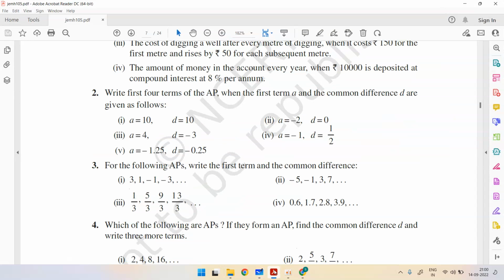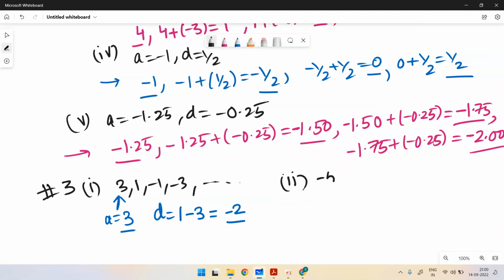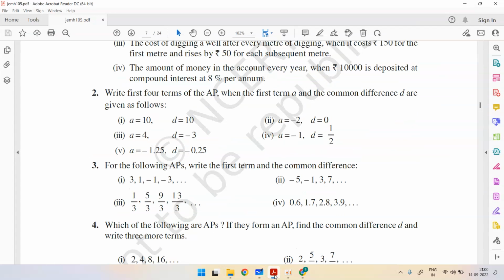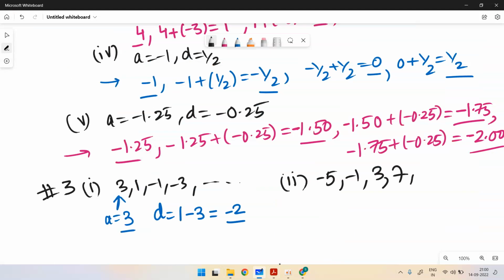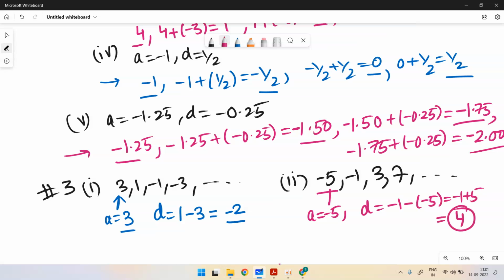Now what is the second part? The second part is minus 5, minus 1, 3 and 7. Here the first term is minus 5, so a is minus 5. To calculate the common difference, d is minus 1 minus of minus 5, which is minus 1 plus 5, which is 4. So 4 is the common difference.